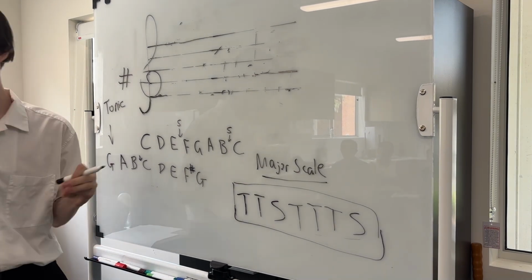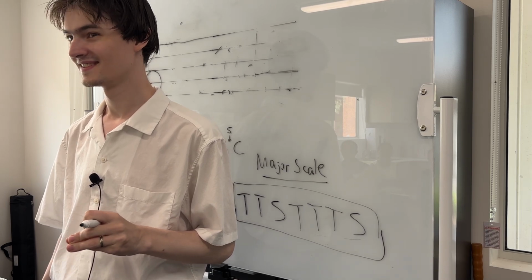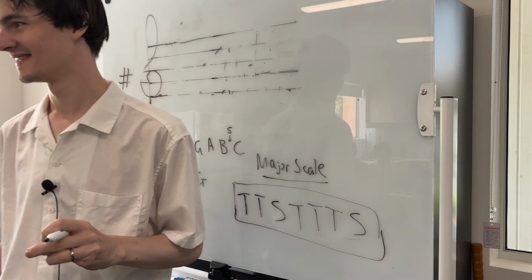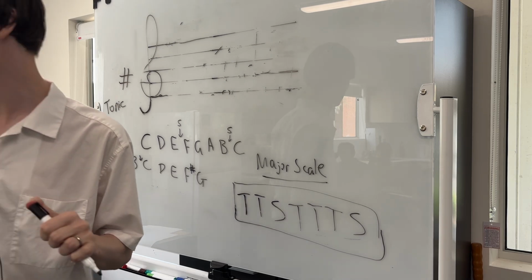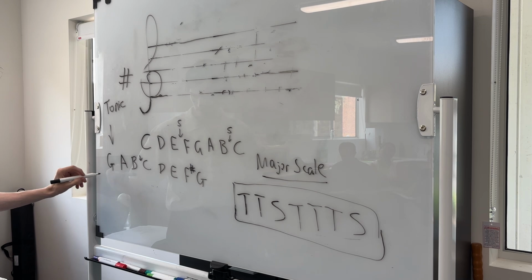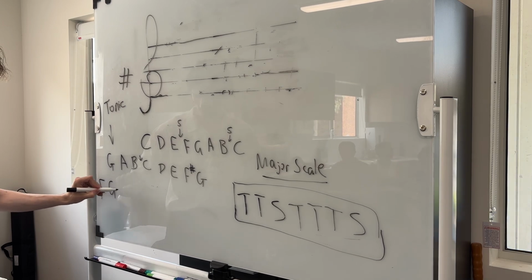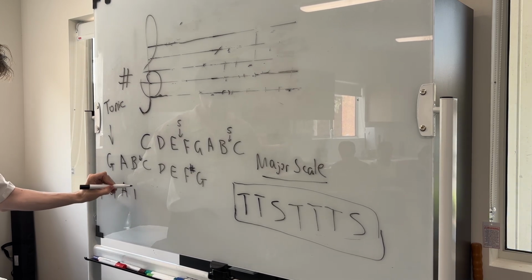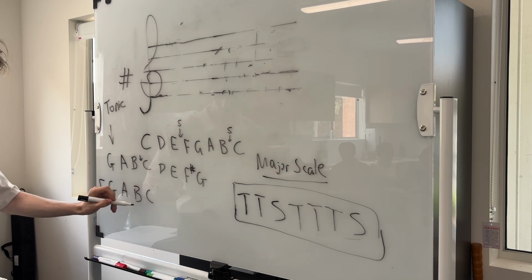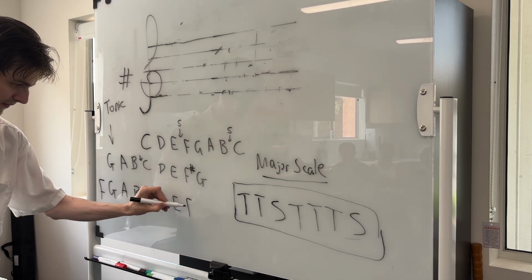Would anyone like to pick a letter from the alphabet? Someone pick a letter. F. F. Okay, let's do F major. I'll draw it here. I think that's probably going to make the most sense. So F, G, A, B, C, D, E, F.